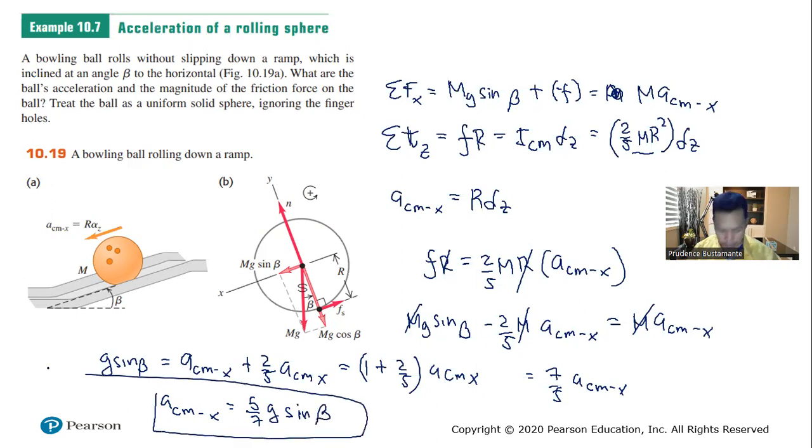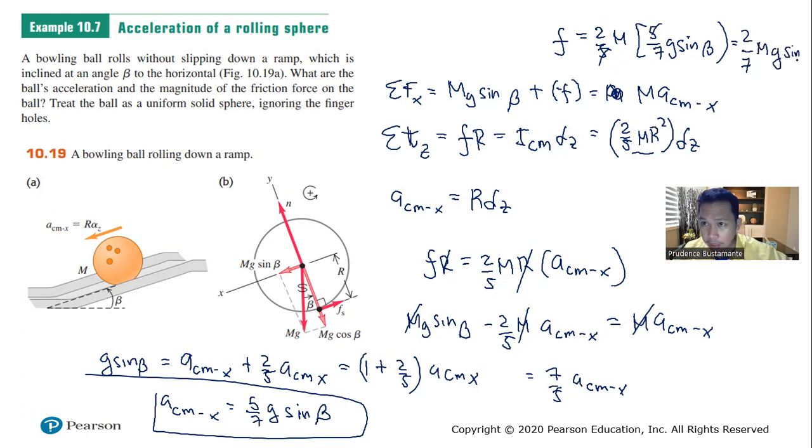Okay, for our friction: the friction is equal to 2 over 5 m times 5 over 7 g sine of beta. So cancel, and we have 2 over 7 m g sine of beta. So in this particular example, you can find the friction and you can also find the acceleration of the center of mass.